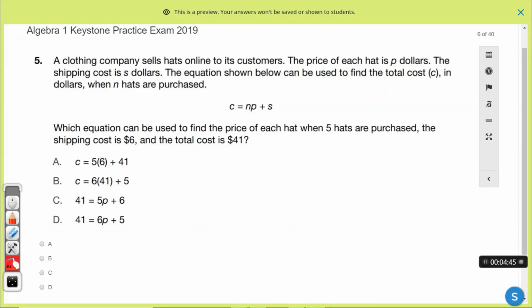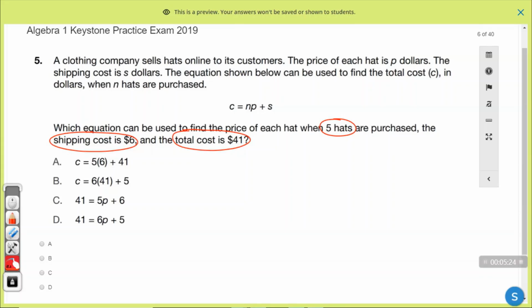A clothing company sells hats online to its customers. The price of each hat is P dollars. The shipping cost is S dollars. The equation shown below can be used to find the total cost C in dollars when N hats are purchased. Which equation can be used to find the price of each hat when 5 hats are purchased? The shipping cost is $6 and the total cost is $41. Basically, we are doing substitution, and they are giving us 3 values, 5 hats here, shipping cost of $6, and total cost of $41. Those are our 3 values, and they're asking us to plug them into our variables above.